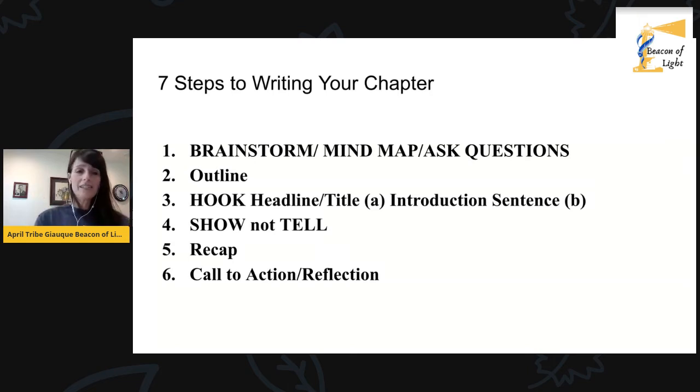Our second piece is about the outline. You want to have a strong structure. Third is the hook, which means your title as well as your introductory sentence. Fourth is how to show people and not just tell people what's happening in the story. The fifth is kind of a summary or a recap.